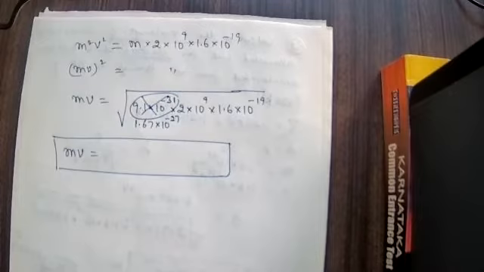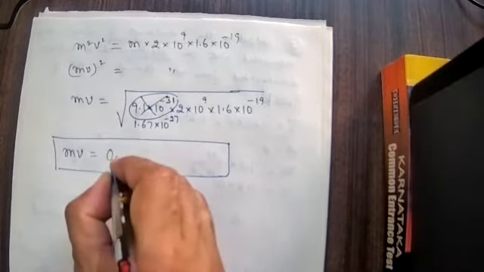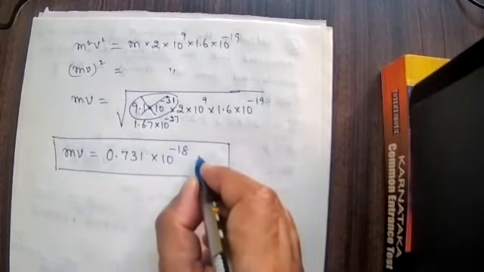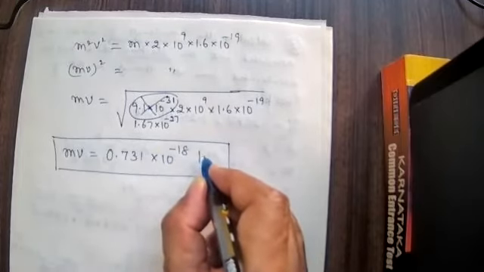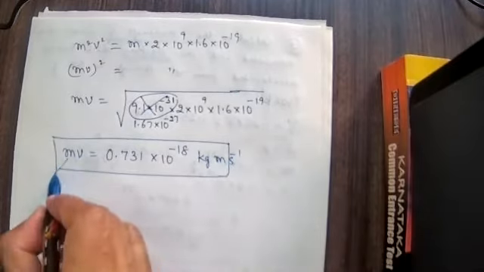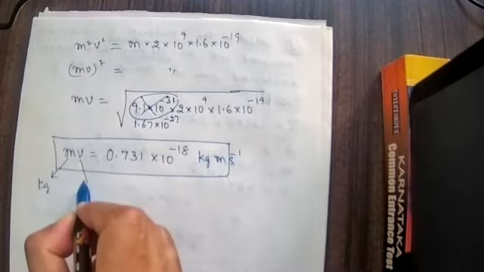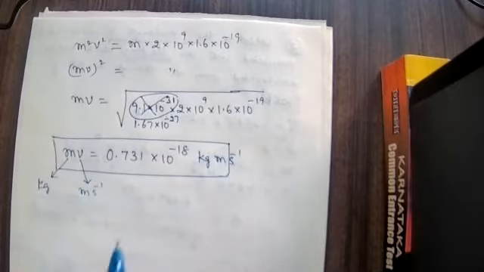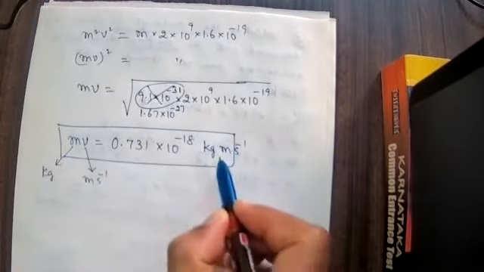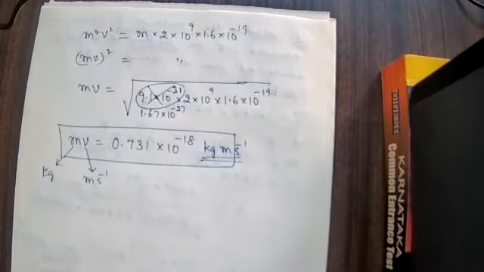0.731, 10 to the power of minus 18. Correct. 0.731, 10 to the power minus 18 kg meter per second. This is kg, velocity is meter per second. Nothing else. You have to write. Okay, do it fast.